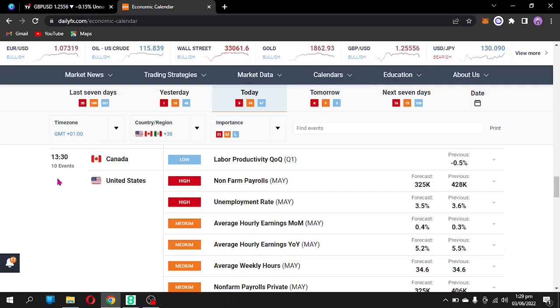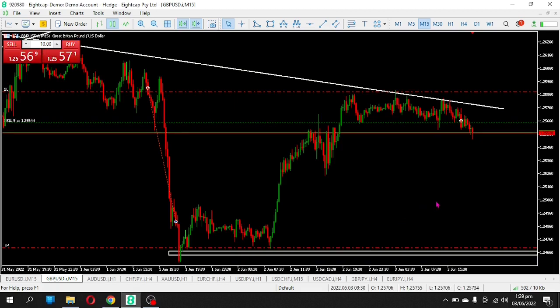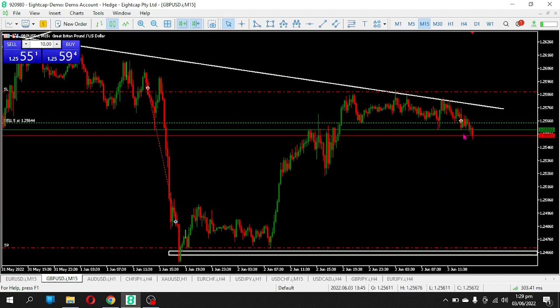So I'm back and it's 1:29 p.m. Barely 1 minute to go for the release of NFP. So let's wait to see what happens. If our stop loss gets hit, we will still not violate our daily drawdown and we'll still be left with some profit from the trade we took on our first day. So we hope that GBP USD will go bearish. You can see the spread has increased.